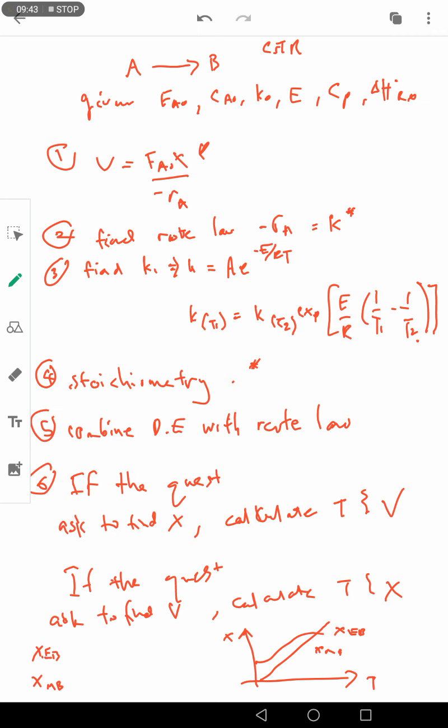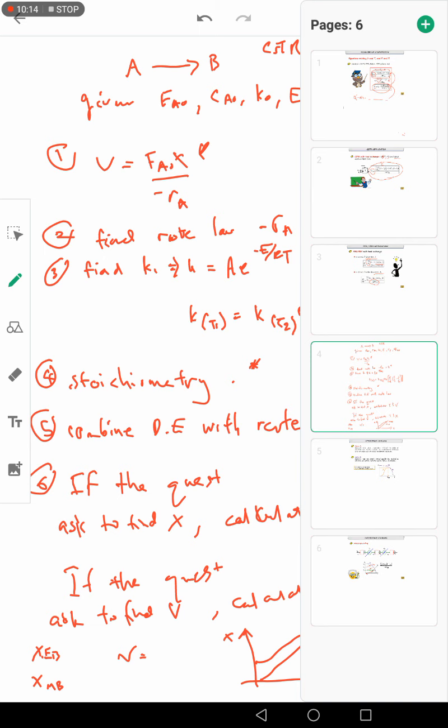Jadi dekat sini nanti you boleh carilah nilai X pada certain temperature. So bila you dah dapat nilai X pada certain temperature, so nanti you boleh carilah nilai V, for example. So this is just an algorithm if the question asks you this and this. Okay. Nanti saya bagi contoh semua untuk adiabatic equilibrium. Contoh untuk application with CSTR.